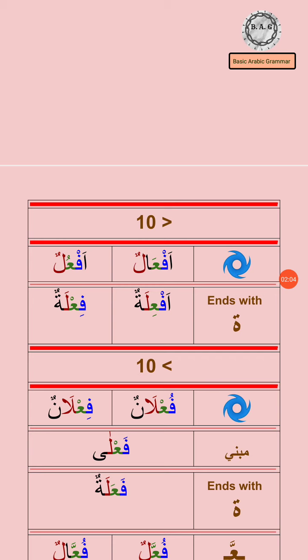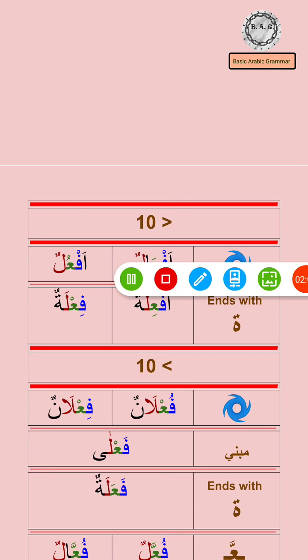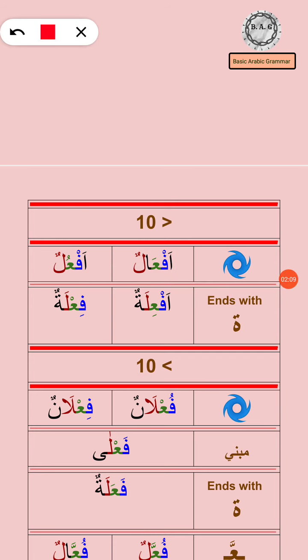Okay, so first of all, we have the patterns for asma that are less than 10 in number. If an ism is less than 10 in number, then these 4 patterns are used. And if the asma are more than 10 in number, then the patterns that are mentioned below are used. Okay, so let's begin.